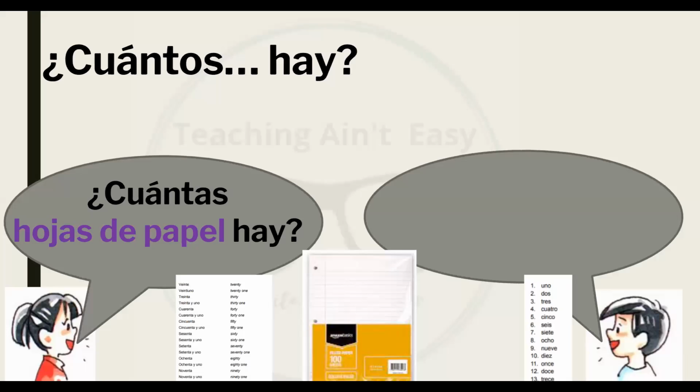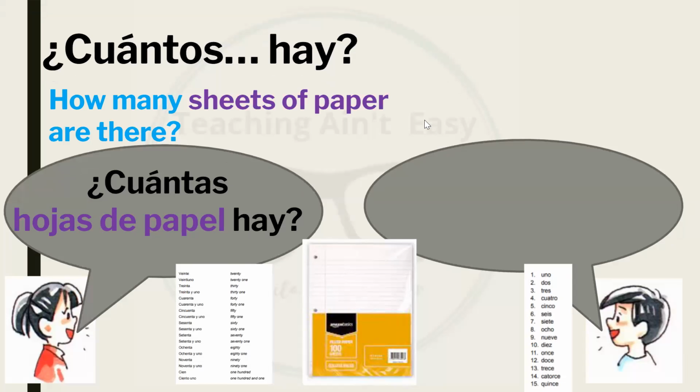All right, in this example, they ask us, ¿Cuántas hojas de papel hay? And if you remember from our earlier lesson with our school supplies vocab list, hojas de papel is sheets of paper. So they're asking us, how many sheets of paper are there? Well, we can't really see visibly how many sheets of paper there are because they're all in a stack inside of one pack. But if we read the package, we can see that there are 100 sheets of paper.